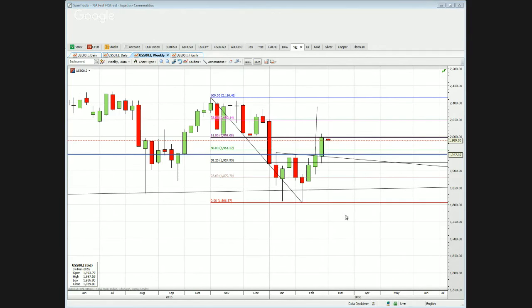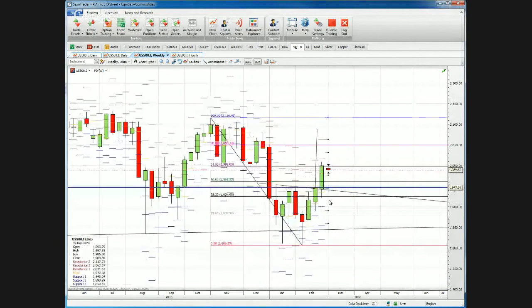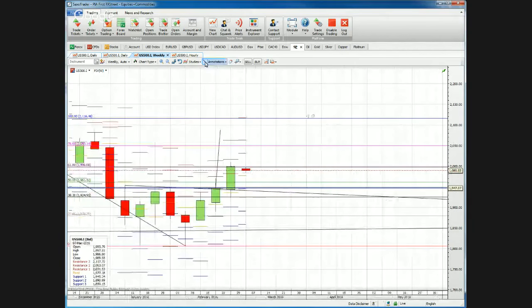So if we attach the pivot levels on here, let me just make it a weekly pivot level. The weekly pivot coming in at 1977. So from a medium term perspective, we would be positive on this, as long as the price stays above the trend. There's the trend line coming in there. We'd say the trend line comes in at 1960. The pivot level is 1977.